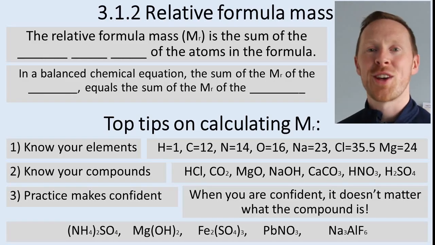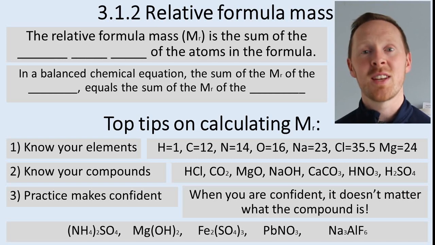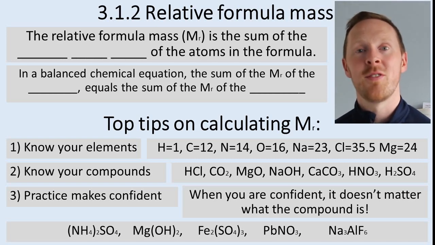Second tip is this, know your compounds. There's some standard ones that you'll come across. Hydrogen chloride, hydrogen 1, chlorine 35.5. So hydrogen chloride is 36.5. Carbon dioxide, carbon is 12, oxygen is 16, but there's two oxygen atoms. So it's 12 plus 16 plus 16. Carbon dioxide's molecular mass is 44.